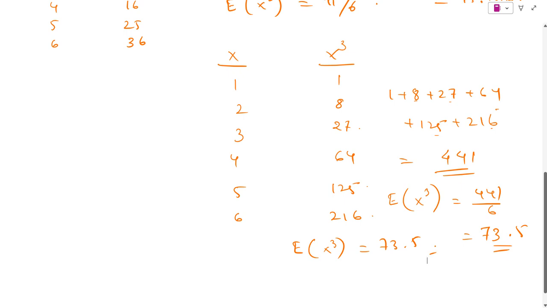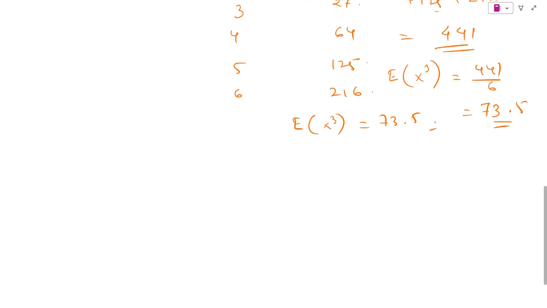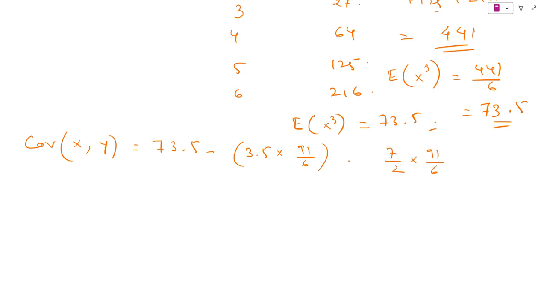Now apply the covariance formula. 73.5 minus 3.5 into 91 by 6. Now calculate the product. 3.5 is what? 7 by 2. So therefore 7 by 2 into 91 by 6. So this is 637 by 12, which is approximately 53.0833.